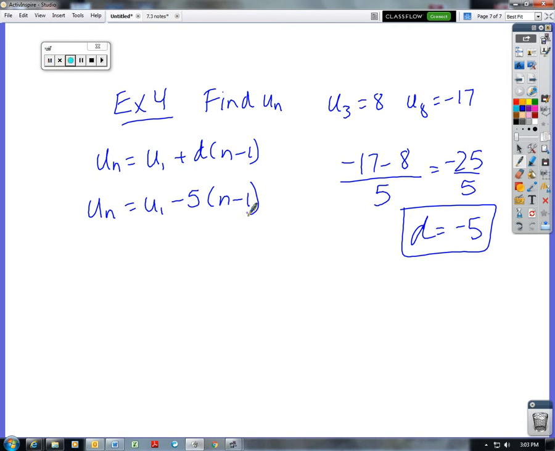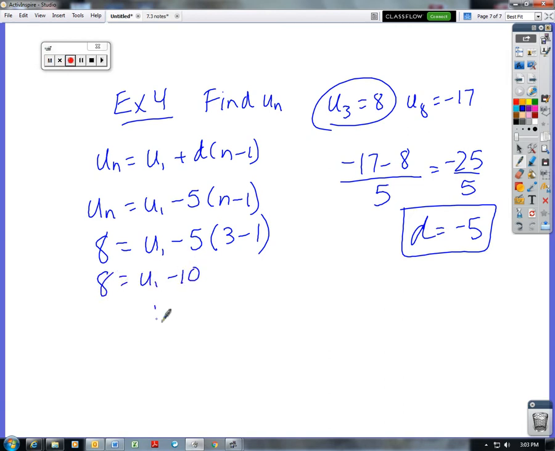And now you can go and choose one of these terms. I'm going to choose this one. That means the n is 3 and the u sub n is 8. So I'm going to plug in 8 for u sub n. U sub 1 I don't know. And then n is this 3 here. And that's all I need, because I only have one unknown, so I only need one equation. So 3 minus 1 is 2. 2 times -5 is -10. Add 10, I get 18.